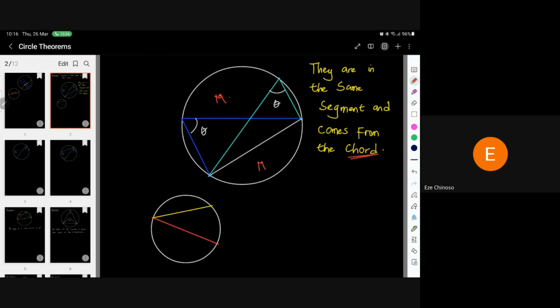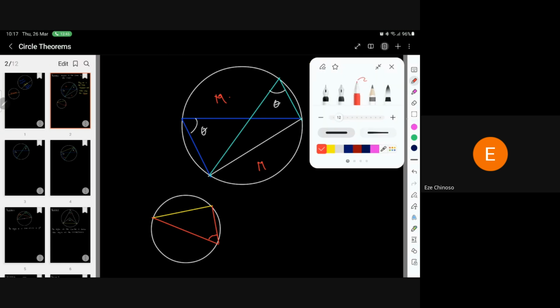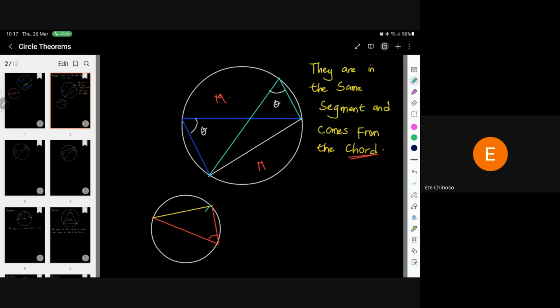An angle is formed. You remember an angle is formed when two lines meet. So we have an angle formed right here. Are you there now? So from this same chord, we have another angle. Let's run through another angle from that same point. So from here, we have an angle running through this way to this point.